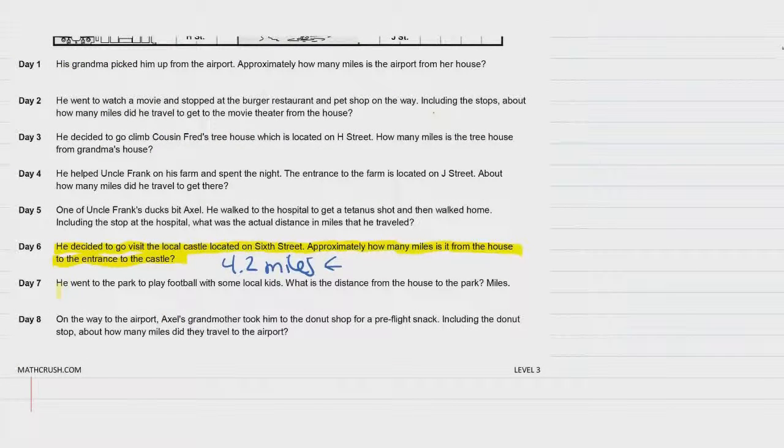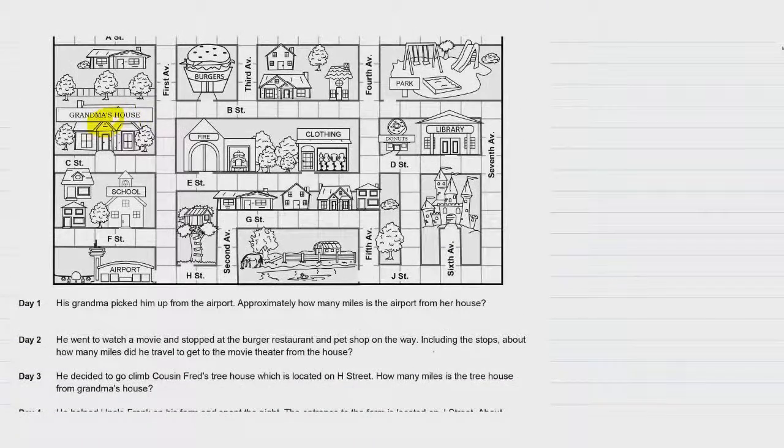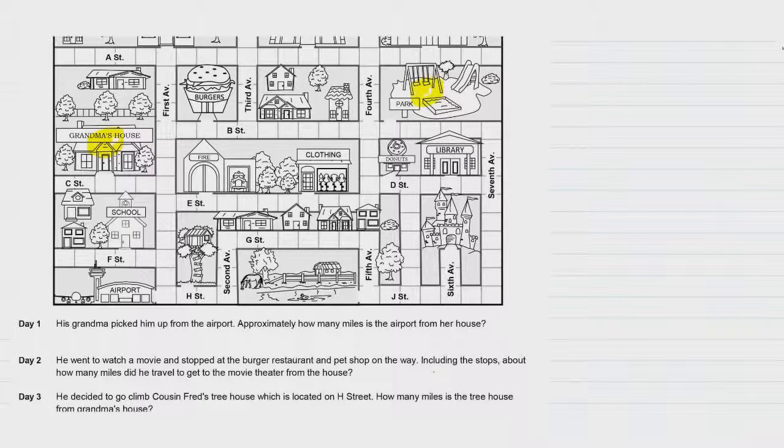Day 7. He went to the park to play football with some local kids. What is the distance from the house to the park? And it says miles because all the answers are in miles. So we start at Grandma's house, and we are going to the park where he's going to play some football with some local kids. So we need to count. 1, 2, 3, 4, 5, 6, 7, 8, 9, 10, 11, 12, 13, 14, 15, 16, 17, 18. So we went 18 squares to get to the park.